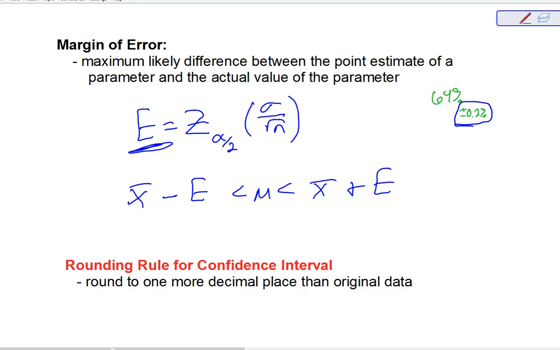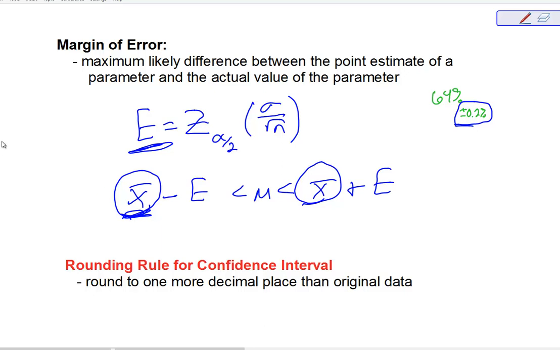Rounding rules for confidence intervals: we're going to round to one more decimal place than the original data, which means whatever our sample mean is in, that is what our final answer is going to be in. Because remember, your sample mean is already rounded to one place more than your original data is. So whatever your sample mean starts out to be, that's what your final answers need to be in as well.